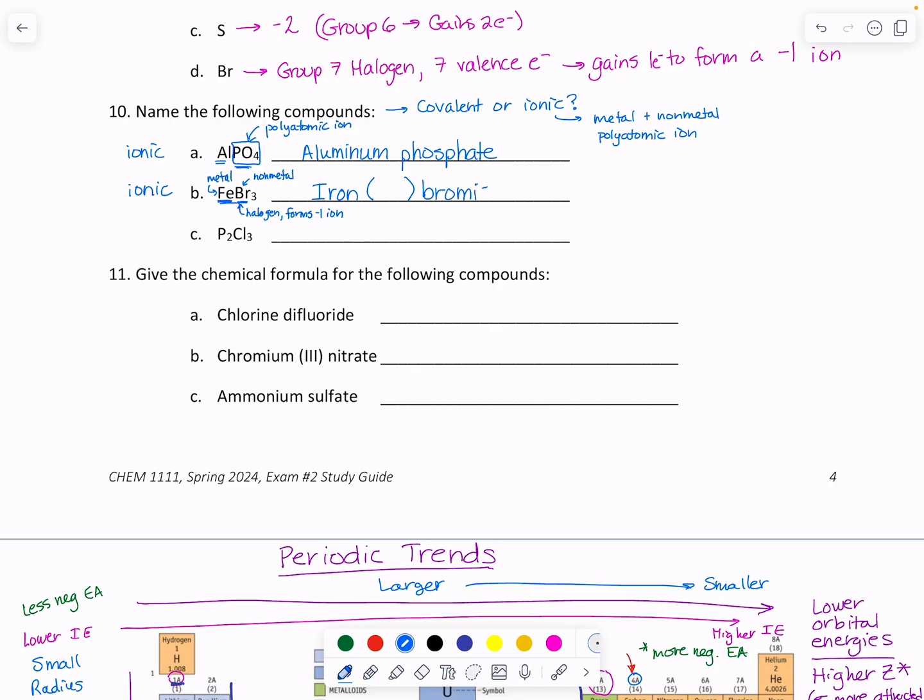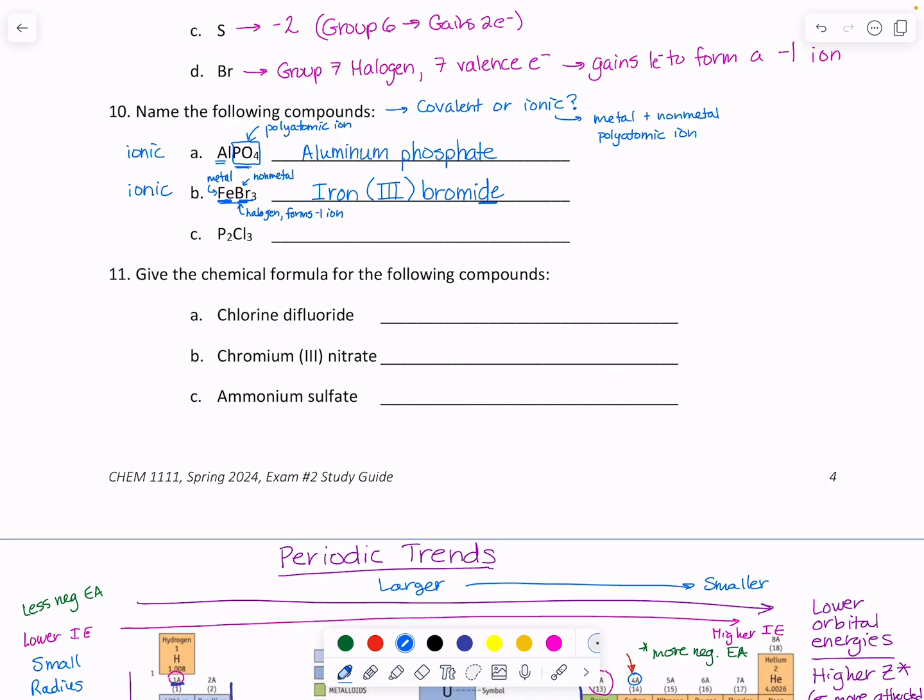So we use the -ide suffix for the anion. And again, we have to have 3 positive charges to balance our 3 negative charges. So that means that iron is in the +3 oxidation state. And so we put the Roman numeral 3 in the name to indicate that it's iron(III) bromide.